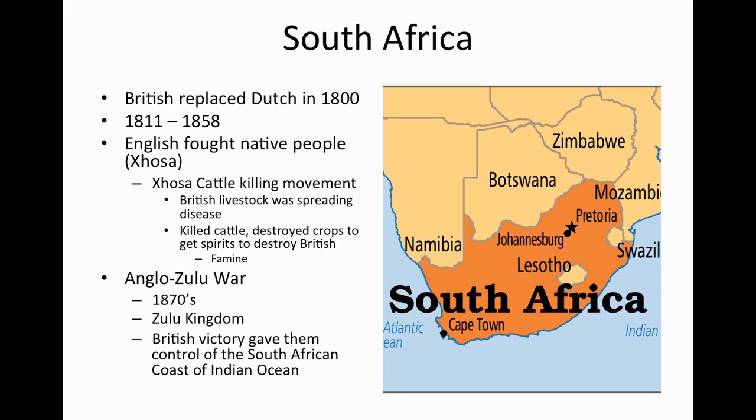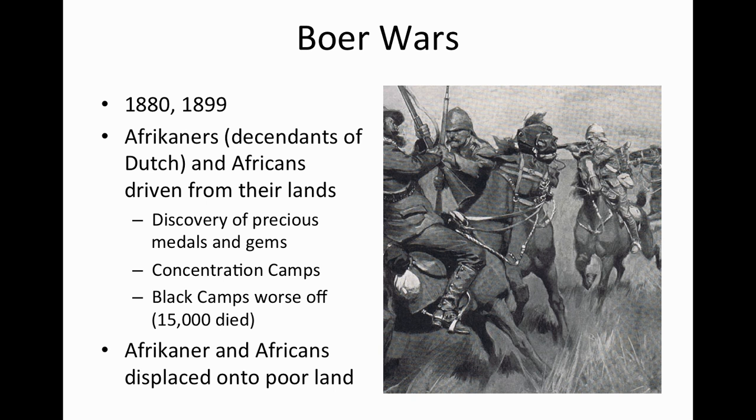But again, it shows you that the natives were not really happy about this, and they were willing to fight for their freedoms. There was the Anglo-Zulu War in the 1870s, where the Zulu kingdom also went to war against the British. But like most conflicts, the British usually were victorious, and as a result, they gained pretty much the entire South African coast of the Indian Ocean. So again, war was common, especially in South Africa, between locals and the British. The Boer War is a very famous war.